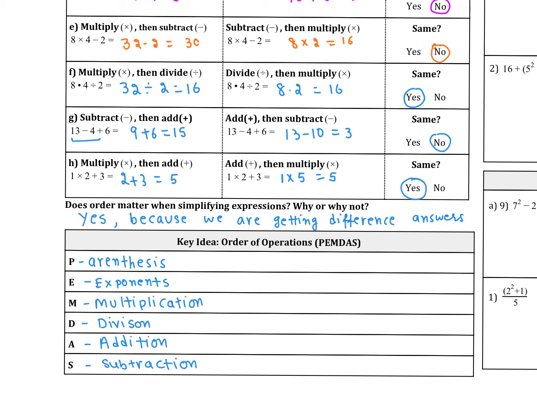And the order of operation we know is PEMDAS. So it's parentheses first, exponents, multiplication and division, whatever comes first from left to right. Addition and subtraction, again the same, whatever comes first from left to right.